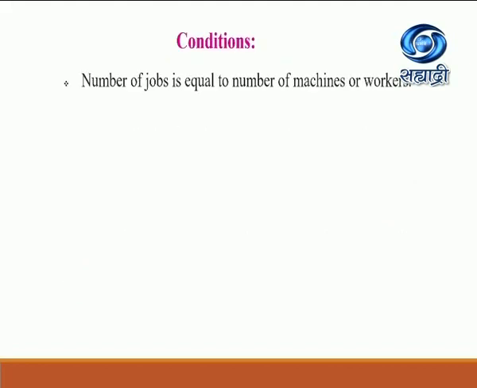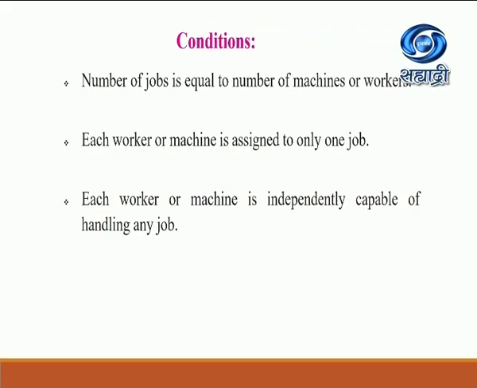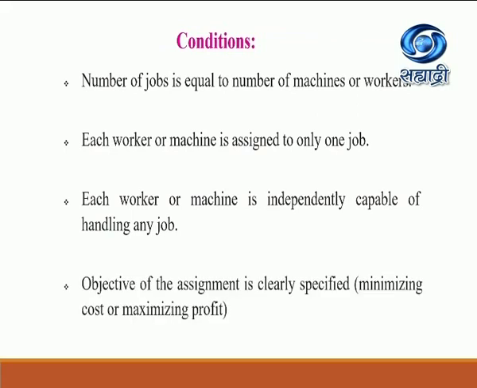The conditions over here are: the number of jobs is equal to the number of machines or workers. Each worker or machine is assigned to only one job. Each worker or machine is independently capable of handling any job. The objective of the assignment is clearly specified, that is minimizing cost or maximizing profit. So based on that, we are going to solve the problems and keep all these conditions in mind. So one job is allotted to only one machine.